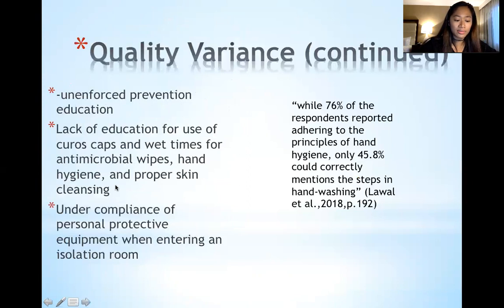So quality variance, unenforced prevention, education. While 76% of the respondents reported adhering to the principles of hand hygiene, only 45.8% could correctly mention the steps in hand washing. So there's definitely a lack of education for using the antimicrobial hand wash, as well as washing hands.